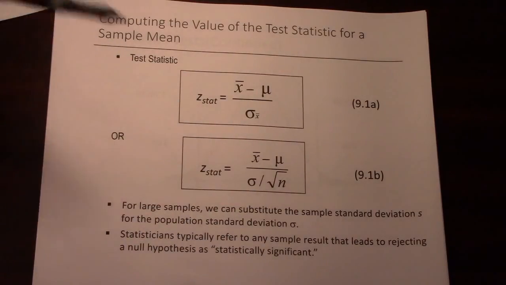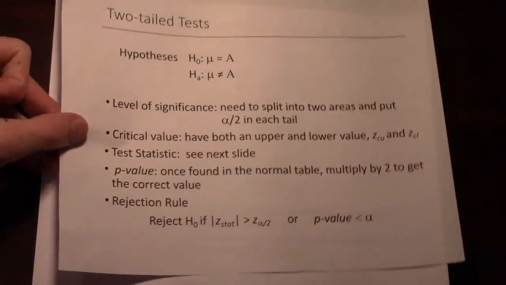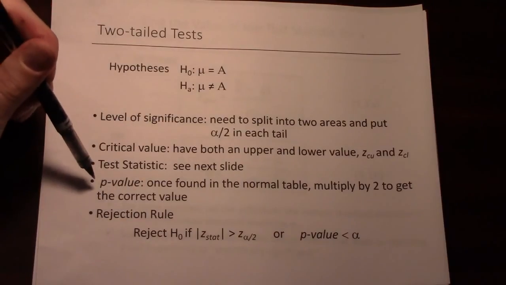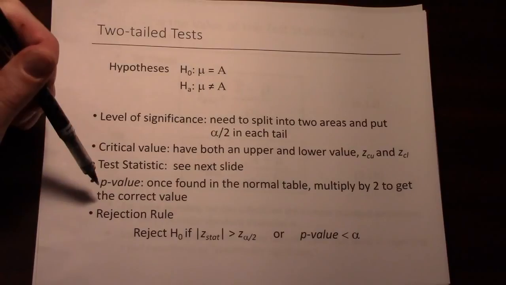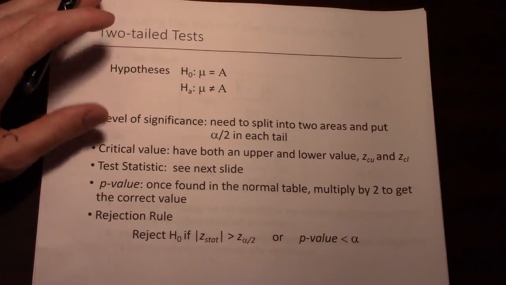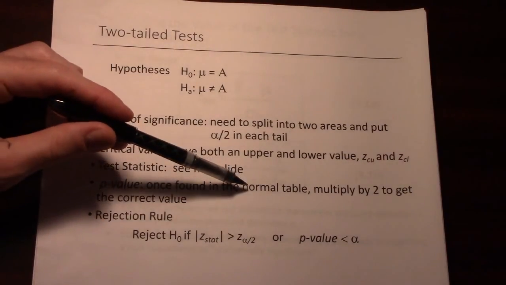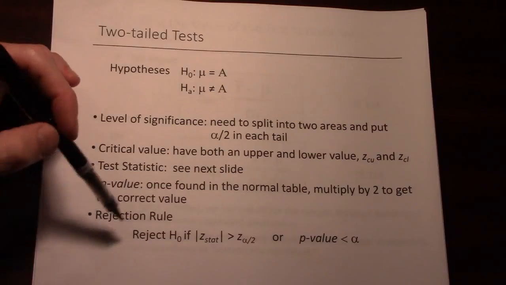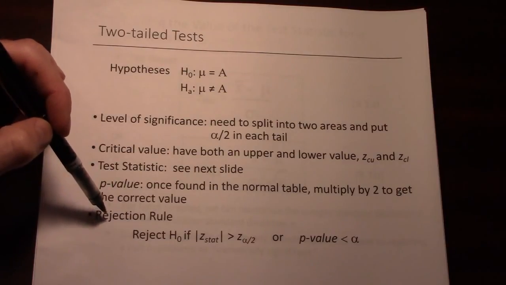Alright, so we've got our z-stat. Let me go back to the previous slide. Once we have our z-stat, we can find our p-value. We look under the normal table and find the area under the curve associated with that z-stat. For a two-tailed test, multiply that by 2. And we apply either rejection rule.